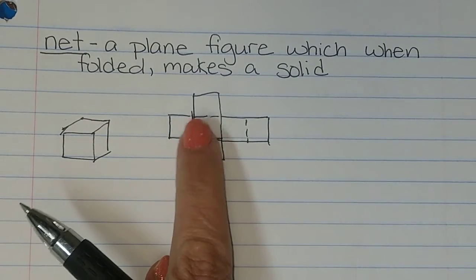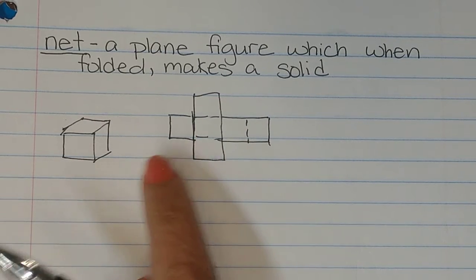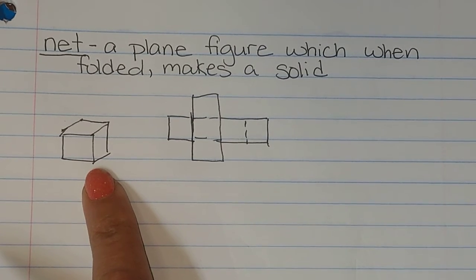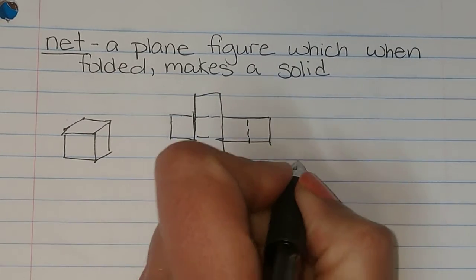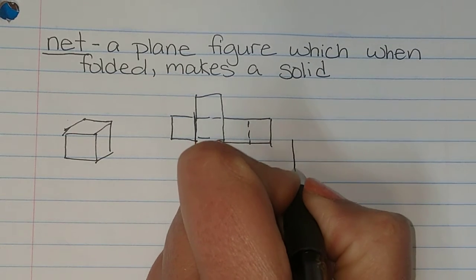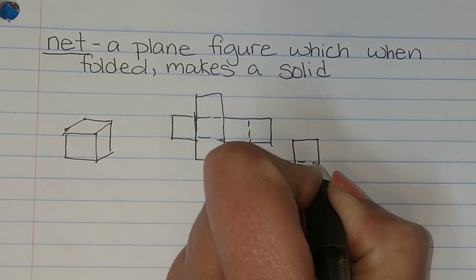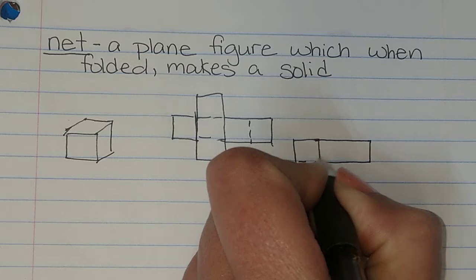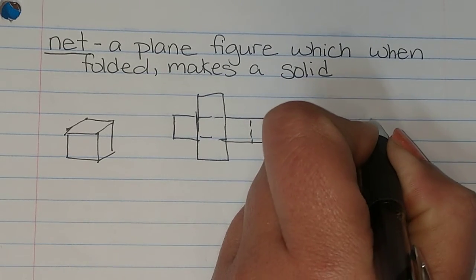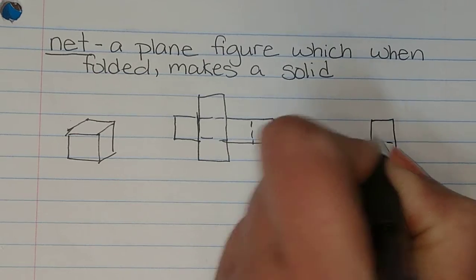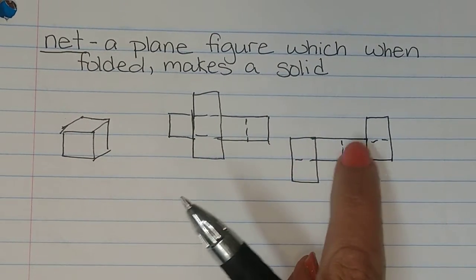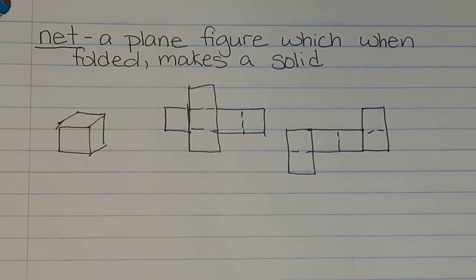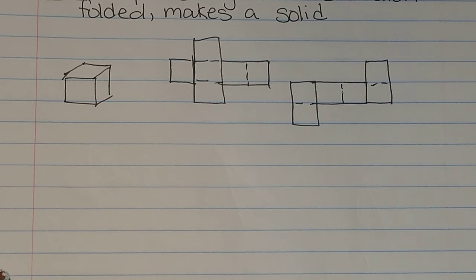And you can see each one of these squares represents a face on this cube. Now, cubes can be unfolded multiple ways. Another way to unfold a cube is like this. Again, you can see that each one of these squares represents a face. Let's look at a couple more nets. What if we had a rectangular prism?